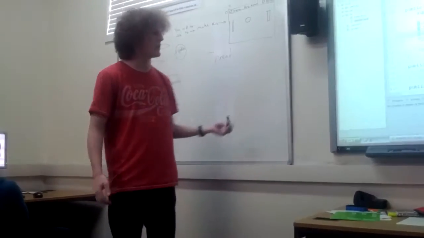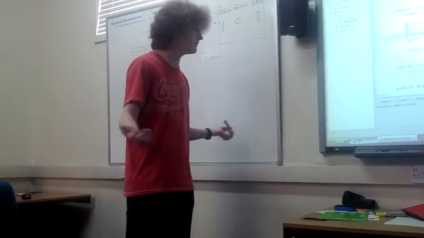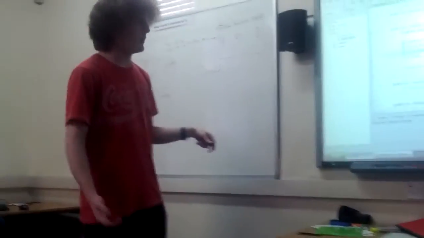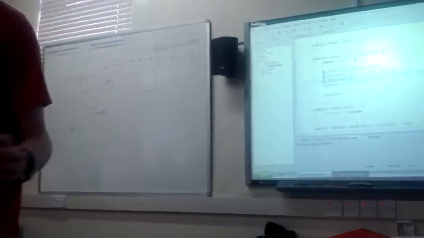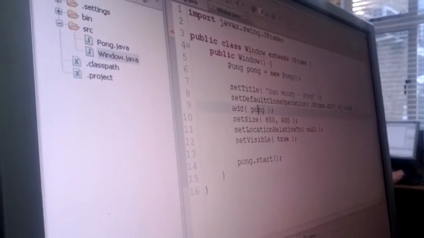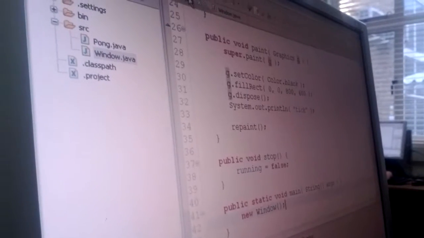Again, when we stop, running is false. Should make complete sense. Then we have the main method, which basically starts a new window. We declare a new window, which is up here. In here, you can see we declare a new Pong, we add the Pong to the game, and then Pong starts when we create the frame.